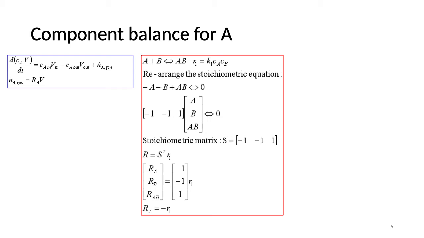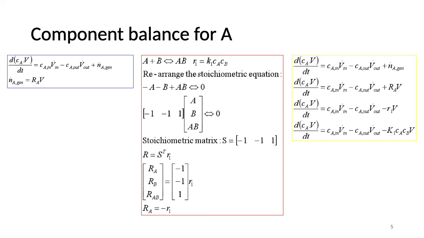So we can write the rate of generation of A per volume per second as minus R1. Like that, capital RB is equal to minus R1 and capital RAB is equal to R1. Next, the component balance for A can be written like this.